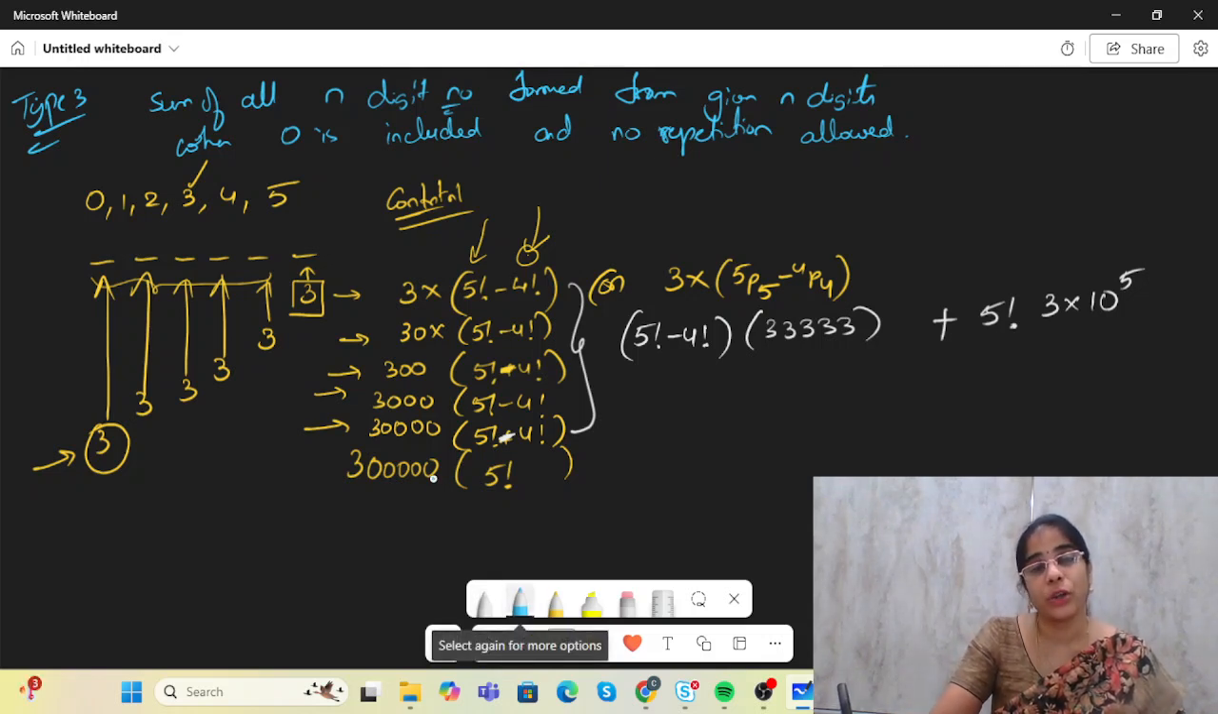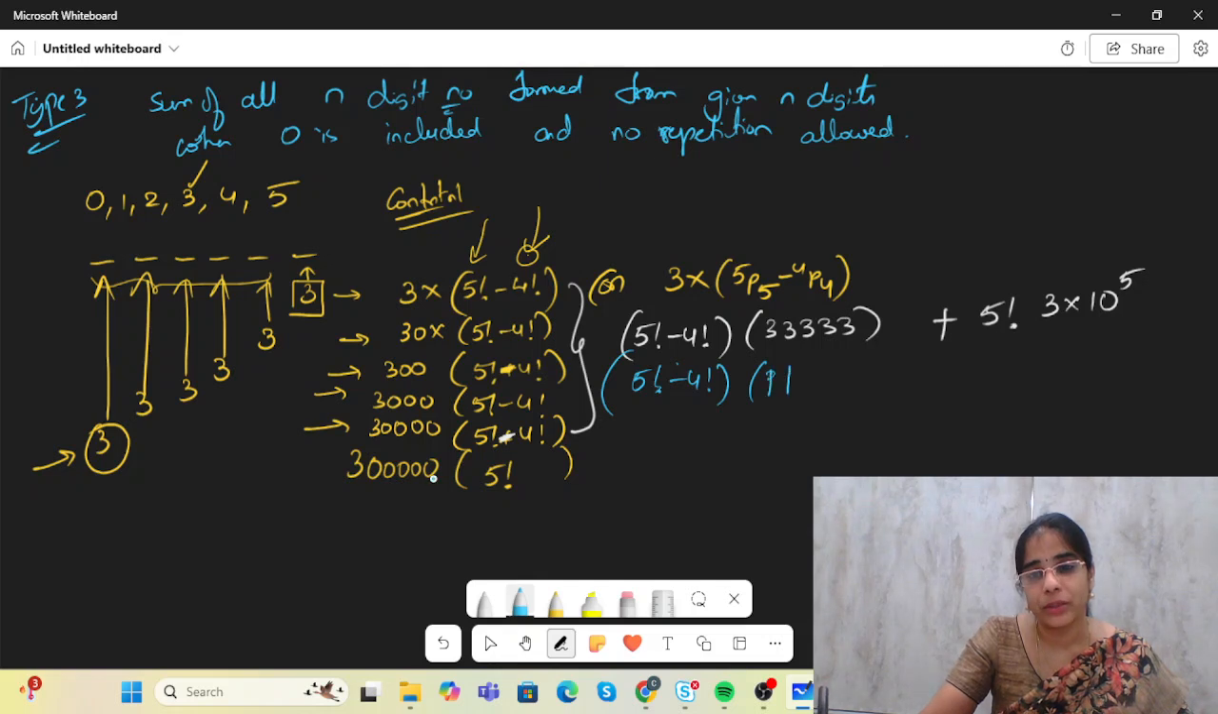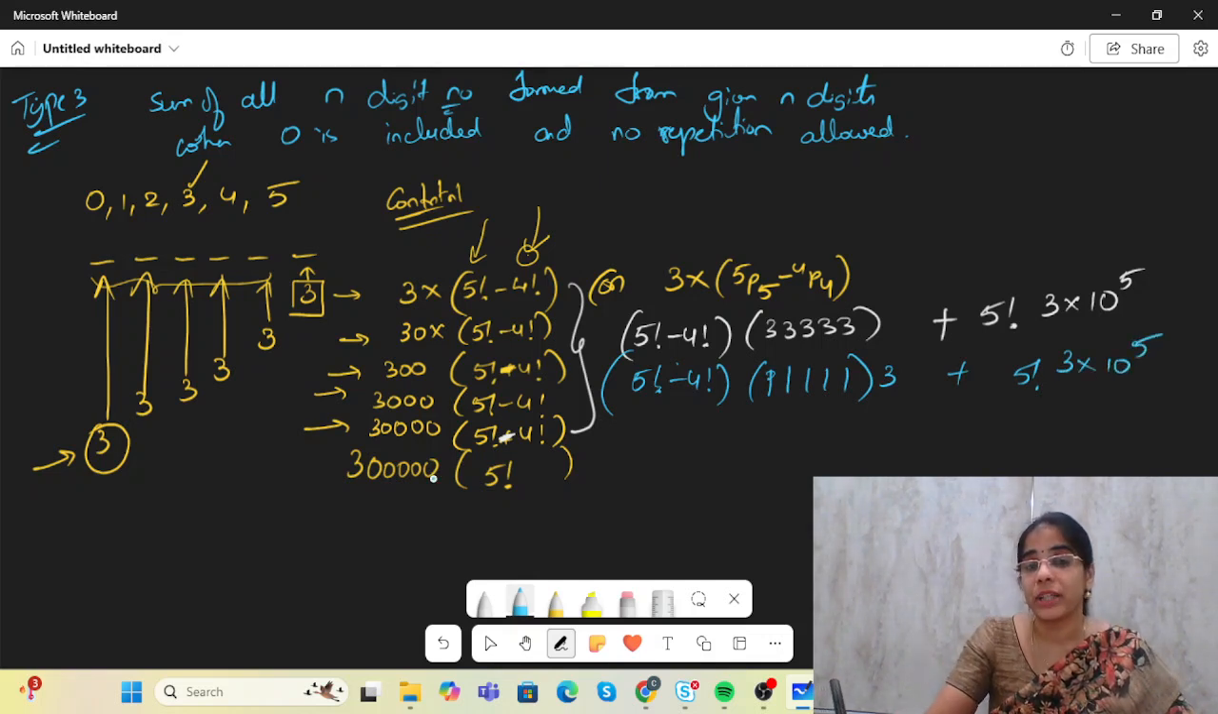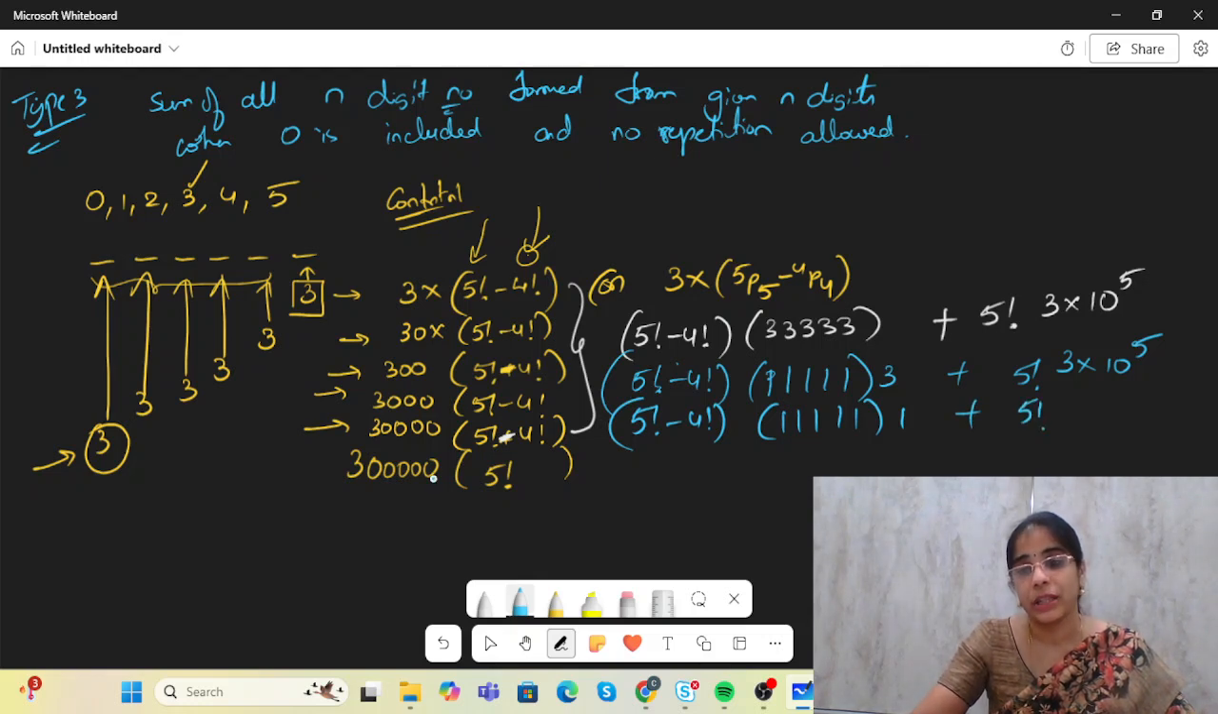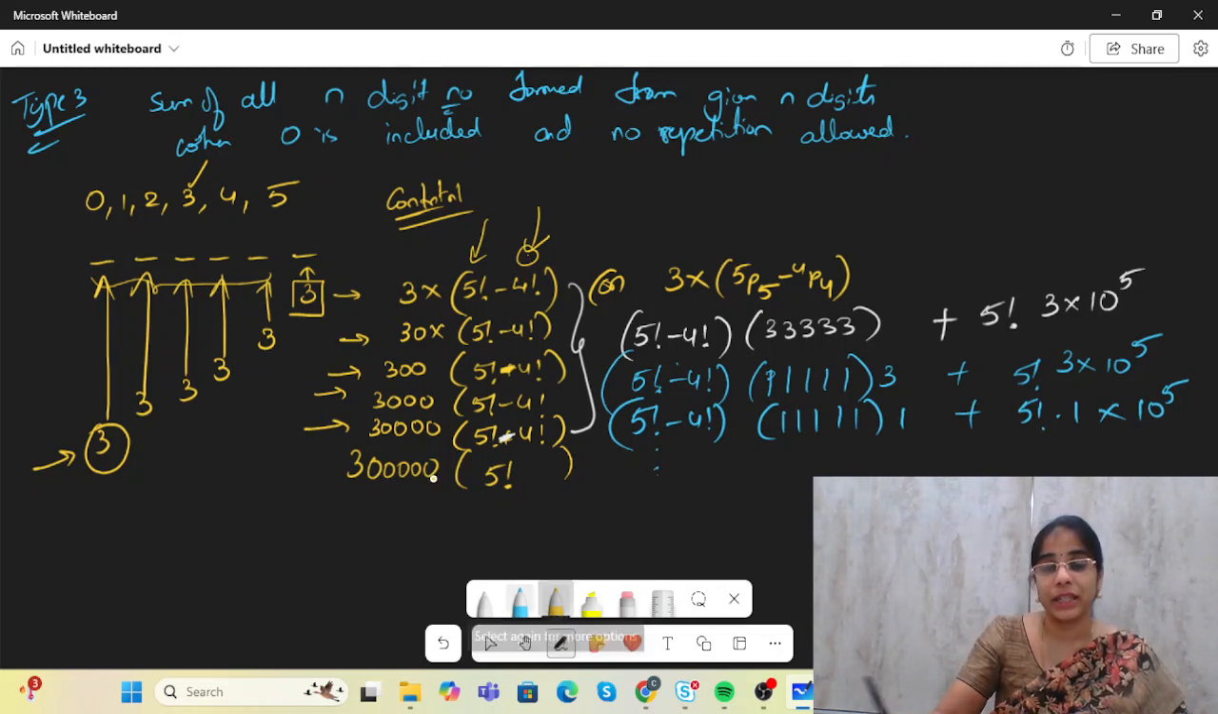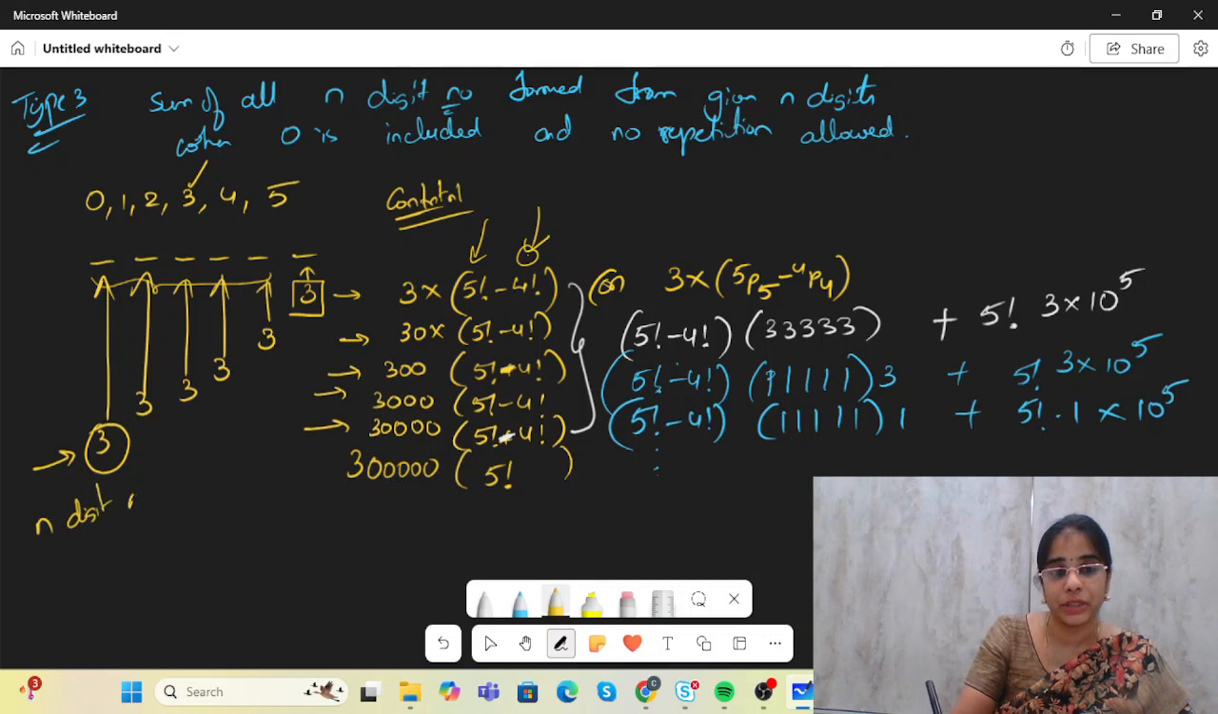Now the contribution of 3 is done. Now the same story repeats for 1, repeats for 2, repeats for 3, like that, isn't it? So the same story, if I am writing it again: 4 factorial into 1, 1, 1, 1, 1, 5 ones, with 3, plus 5 factorial into 3 into 10 to the power 5. Now the story repeats for 1: 5 factorial minus 4 factorial into 1, 1, 1, 1, 1 into 1 plus 5 factorial into 1 into 10 to the power 5. Right?